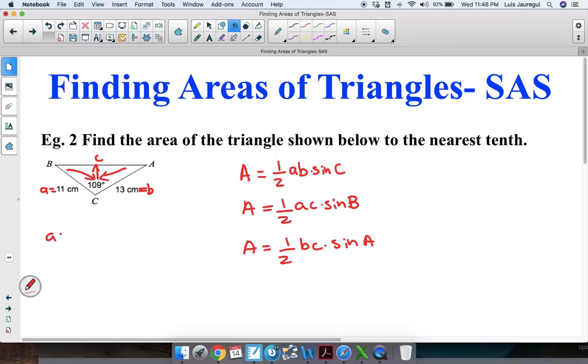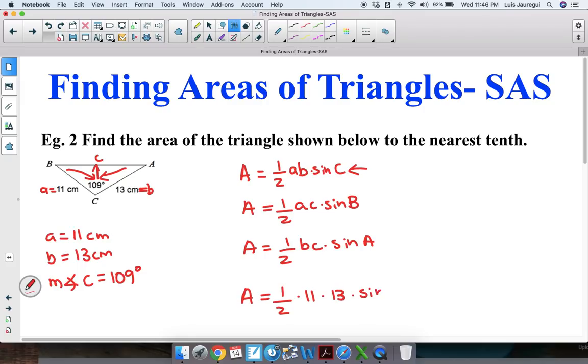We happen to know the value for A, which is 11 centimeters. We also happen to know the value for B, which is 13 centimeters. And we also happen to know that the measure of angle C is equal to 109 degrees. So based on this information, the one that we want to use is the very first one. And we're going to write area is equal to 1/2 times 11 times 13 times sine of 109 degrees.